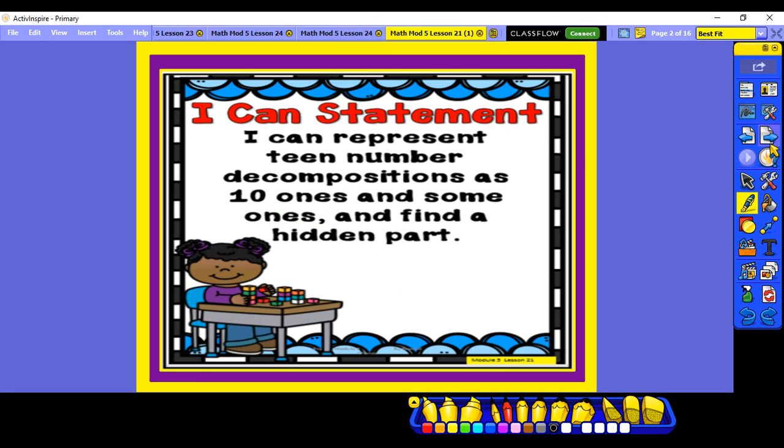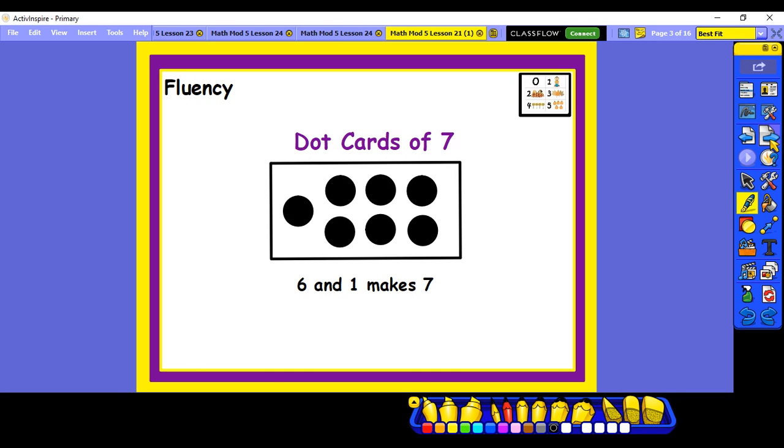So we're going to start off today before we reach that learning target with some of our fluency activities. We're going to start with those dot cards of 7 again. Look at this amount. How much do you see? 7. One way we can make 7 is to do 6 and 1. 6 and 1 makes 7. If I was going to write that into a number sentence, I would say 6 plus 1 equals 7.